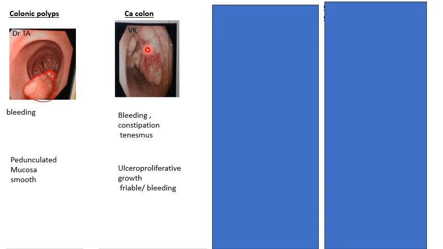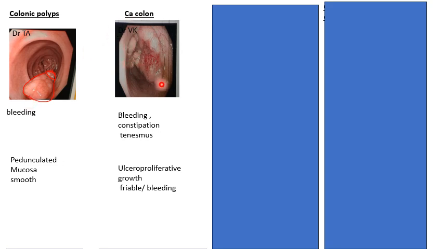And what will you find? You will find an ulcero-proliferative growth. Can you see the ulcer here? Can you see the ulcer here? And there will be a lot of bleeding; the tissue is friable, and bleeding points will be there, unlike the smooth mucosa here. This is the difference. That one was not ulcero-proliferative. It was just a polyp. But here it is ulcero-proliferative.